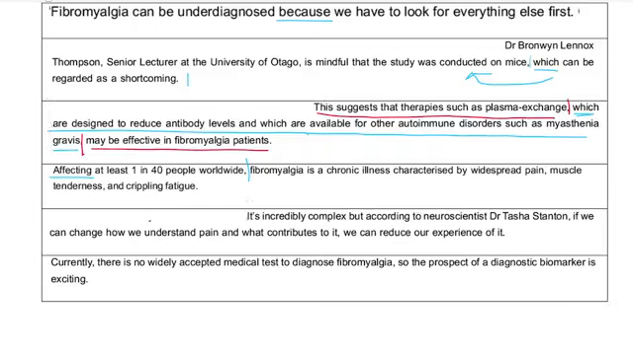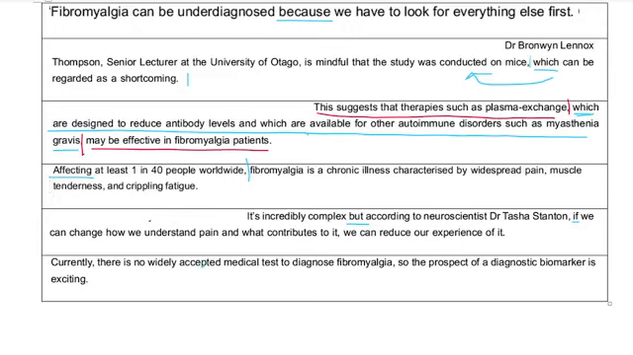Next one. It's incredibly complex, but according to neuroscientist Dr. Tasha Stanton, if we can change how we understand pain and what contributes to it, we can reduce our experience. So here we've got 2 different ways of connecting ideas. We've got contrast and we've got a conditional sentence. So all of these sentences are made with connectors, with some linking device that connects multiple ideas together. Let's look at the next one.